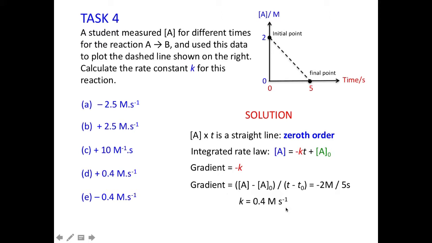Here we also know the units of k come automatically from here, but we have also learned already how to determine the units of the rate constant k. So in this case, the correct answer is D, it's plus 0.4 molar per second. Remember that the rate constant cannot be negative, so we have positive values.